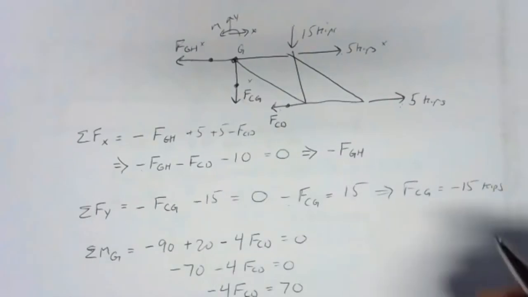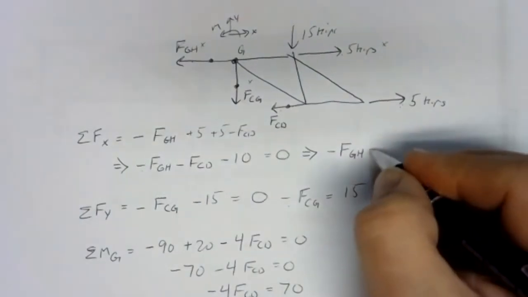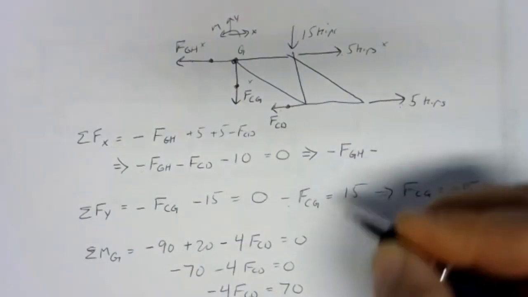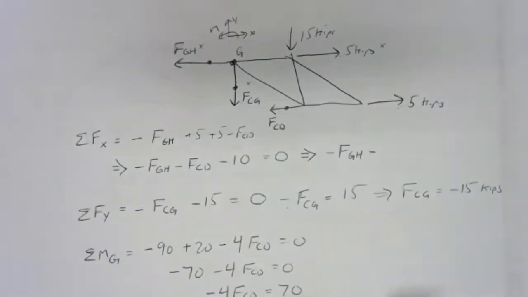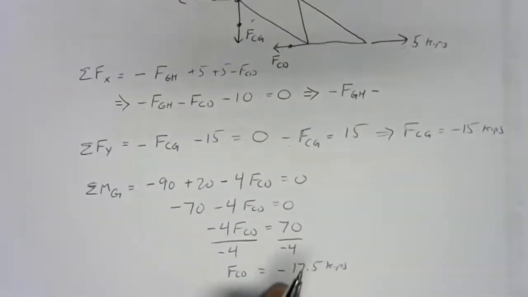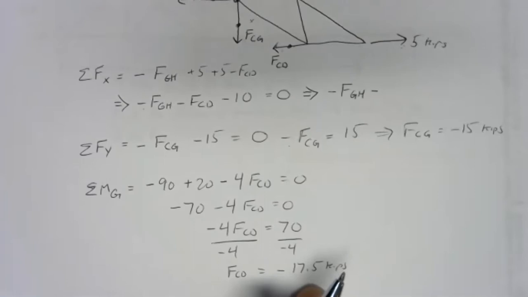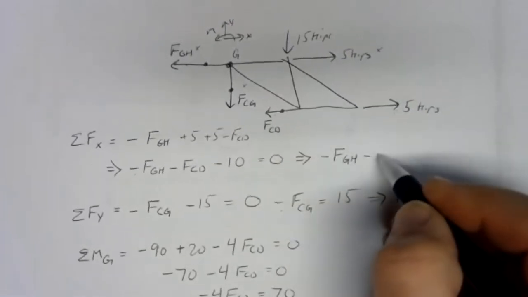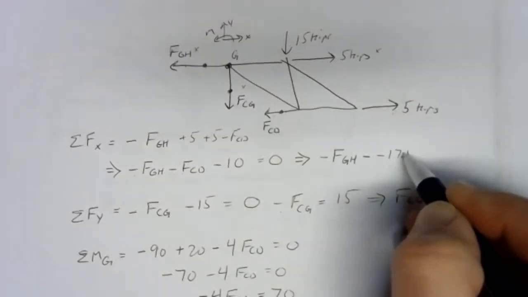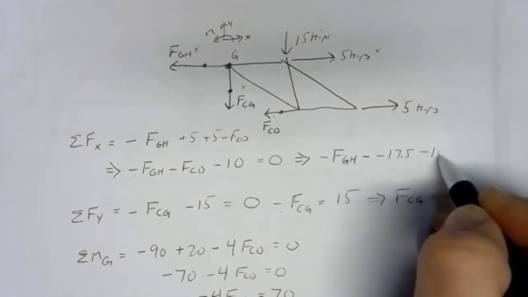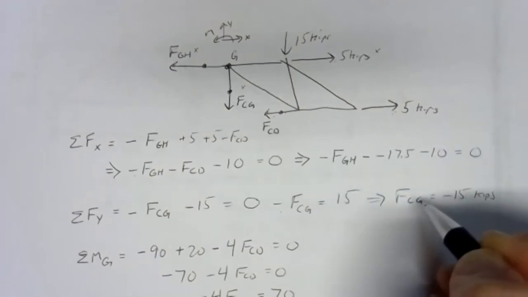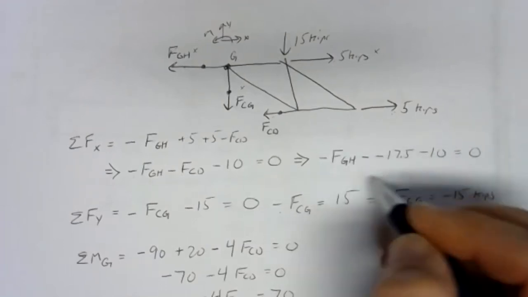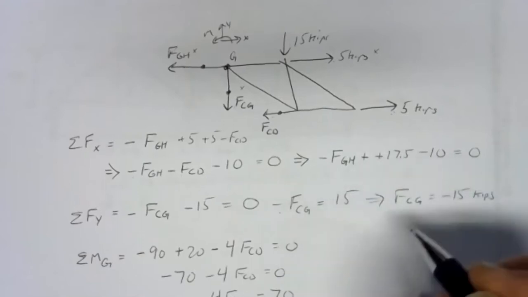minus whatever the value of FCD is. So if we write that down really carefully, we've got minus FCD. Well, FCD is this whole thing down here, negative 17.5. So it's negative 17.5 minus 10 equals 0. Well, use your arithmetic rules to kind of work that out.